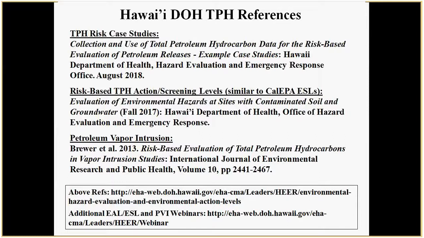Second reference: risk-based TPH action levels or screening levels published by our office. They're very similar to California's environmental screening levels, which I helped initiate in the late 90s, early 2000s. Our document is called The Evaluation of Environmental Hazards at Sites with Contaminated Soil and Groundwater, last updated fall 2017. This includes about 200 different types of chemicals and compounds, including TPH.